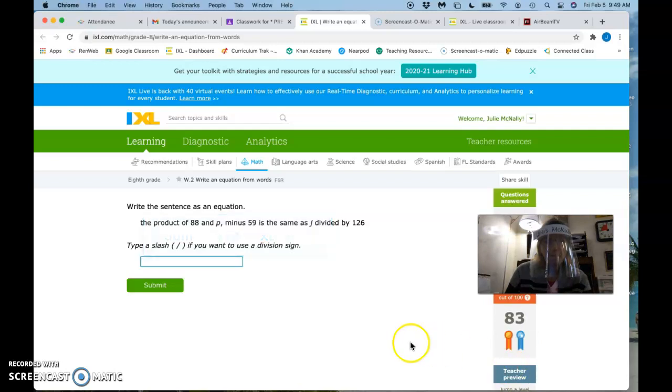You're pretty good at this. Okay, the product of 88 and P. So what does that look like? 88 times P. Multiplication. 88 times P minus 59 divided by J equals 126.